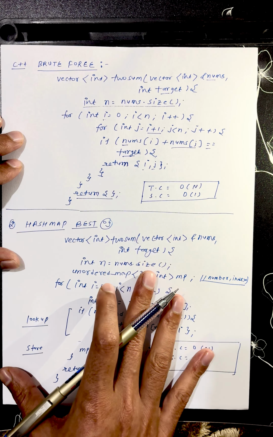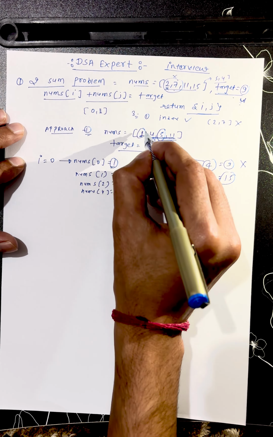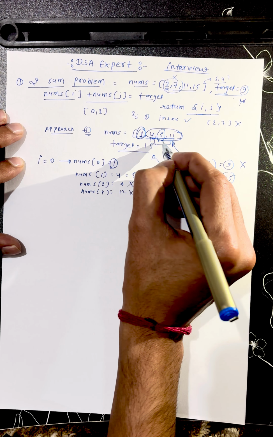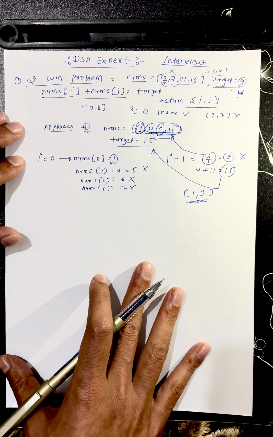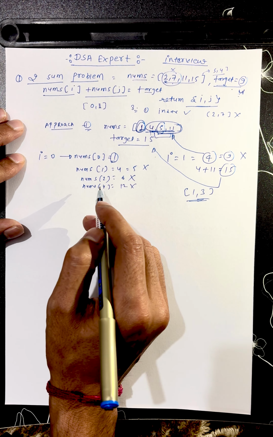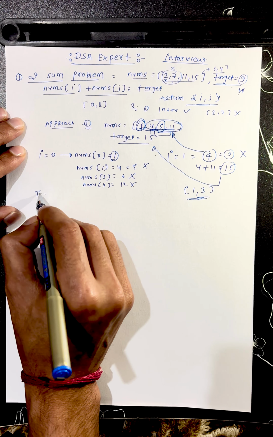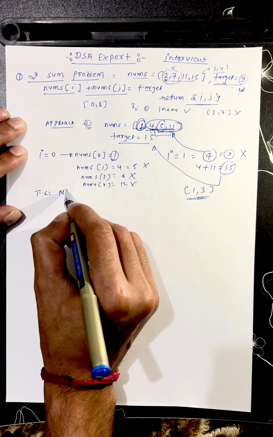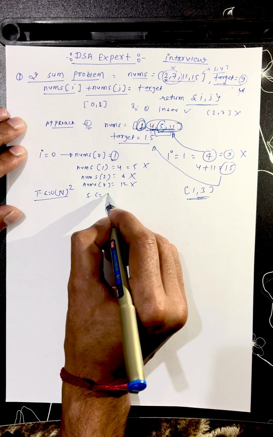Okay, so I think you understand that the problem is very easy: for each and every element we will run the loop from i plus 1 to n minus 1, and if we find the solution, we will return the indices of the elements, that will be i comma j. So here is the brute force solution. We are writing two loops, so the time complexity will be big O of n square, and the space complexity will be big O of n.